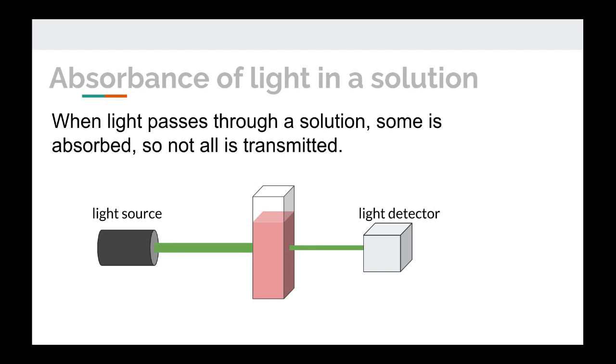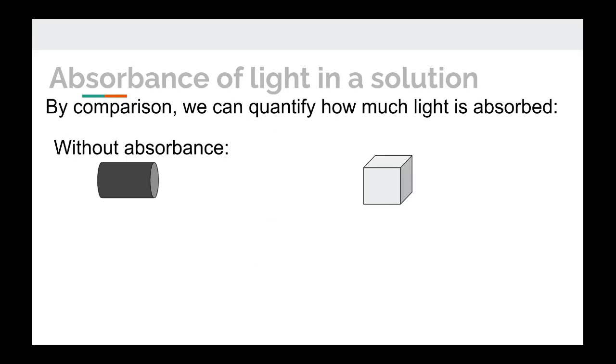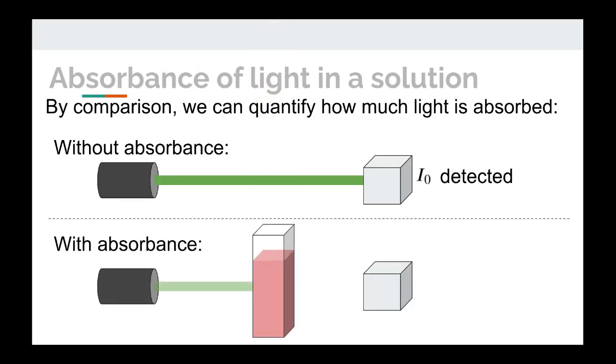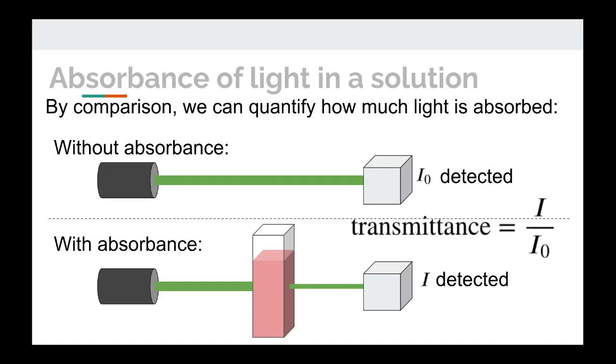So the light detector that's on the other side would detect less light than if the sample wasn't in the way. By comparison, we can make a kind of a measurement of how much light got absorbed. First of all, just detect how much light comes through if there is nothing in the way, if there's no sample of material in the way. That's called I0. Then put the sample in the way and do it again, and your detector detects a smaller amount. That's called I. So we can make a ratio that's called the transmittance. It's like the fraction of how much light was sent out by the light source that actually made it to the detector. So what we're measuring here is how much made it through the sample.